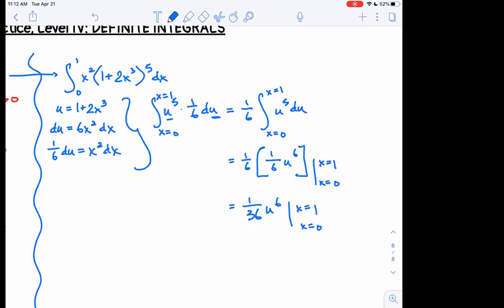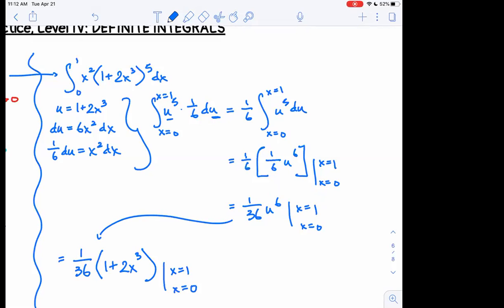And now I have to put back in my x's. So like I can't just take 1 and plug it into here, because 1 is an x value and u needs a u value. Okay. So what that's going to look like is this: 1/36, 1 plus 2x cubed. Okay, so I just put my u back in like I did with the indefinite integrals. Drop the line, x equals 1, x equals 0.